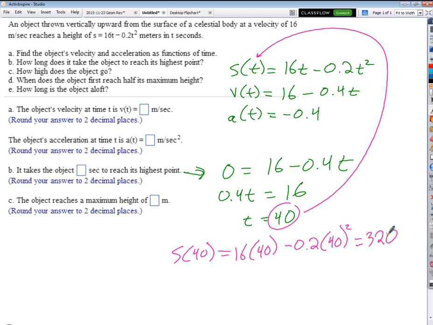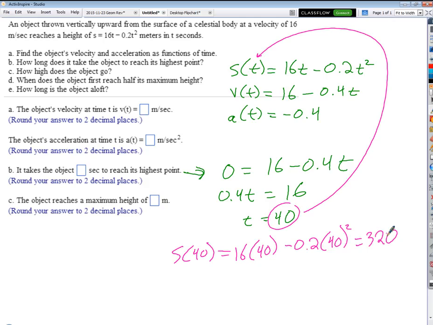Okay, now there's some other parts. They want to know, when does the object first reach half its maximum height? So how am I going to solve that one? Now let's talk about why for just a second. I can't just say it takes 40 seconds to get to its maximum height. Let me ask you this. Is it going to get the first half of that trip or the second half of that trip? Which one is going to occur faster?